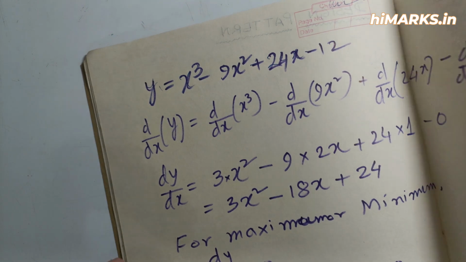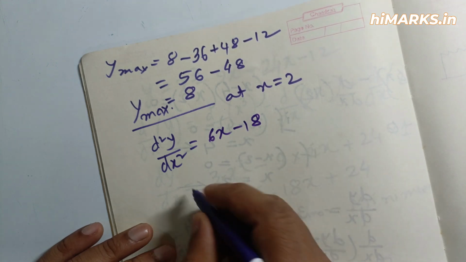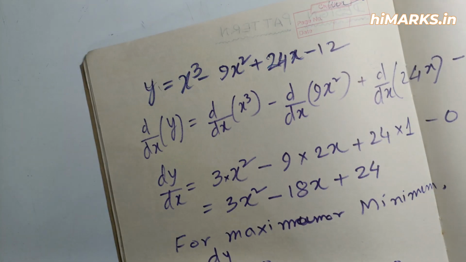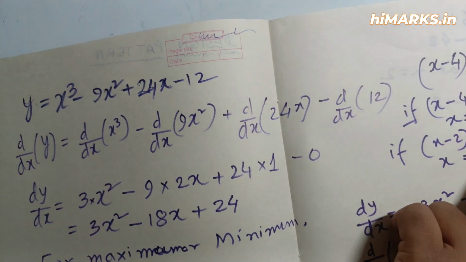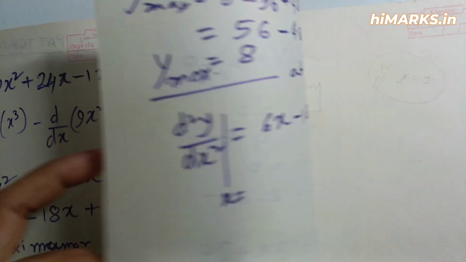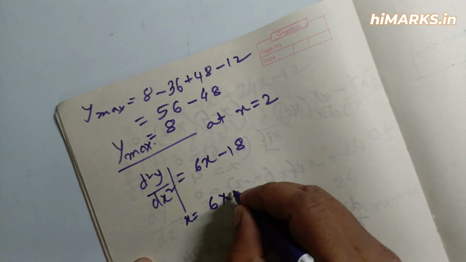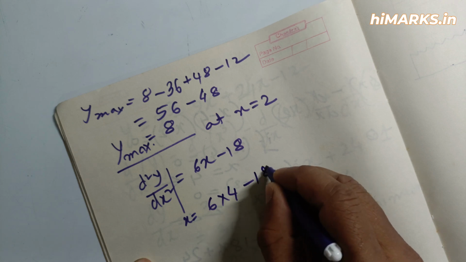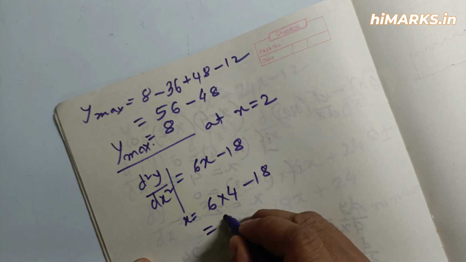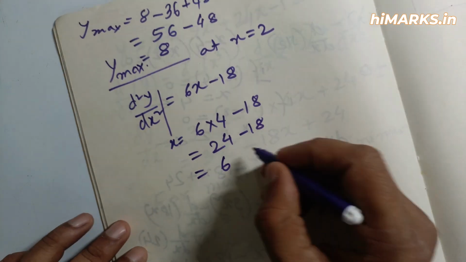Same process. We can remember that we got x equal to 2 and x equal to 4. At that 2 point we have a maximum. So now we are testing with x equal to 4. We'll put this value in the double derivative. So the double derivative was 6x minus 18. There we'll put x equal to 4. So this gives value 6.